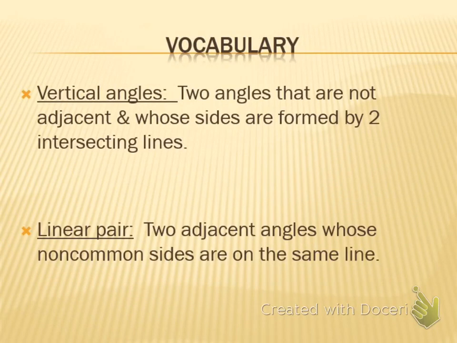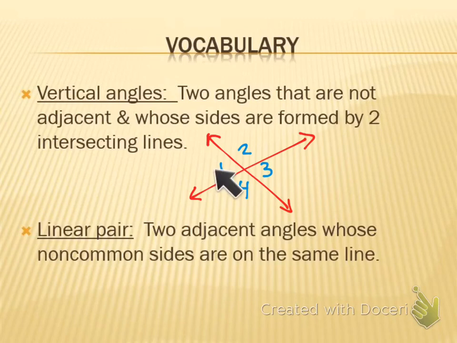For vertical angles, those are two angles that are not adjacent, whose sides are formed by two intersecting lines. So two intersecting lines, two angles that are not adjacent. So if I label these angles, I'll just label them 1, 2, 3, and 4.